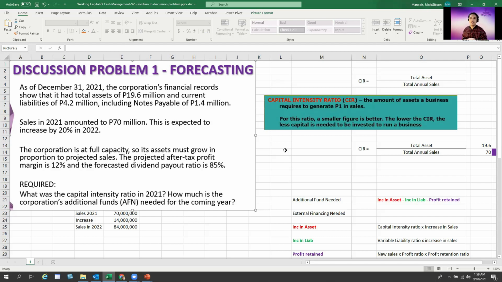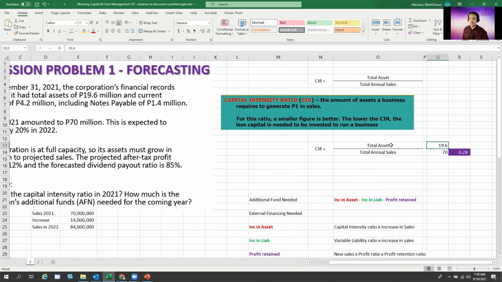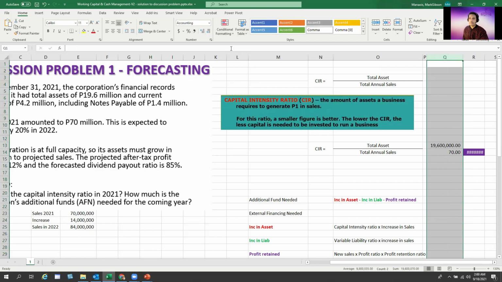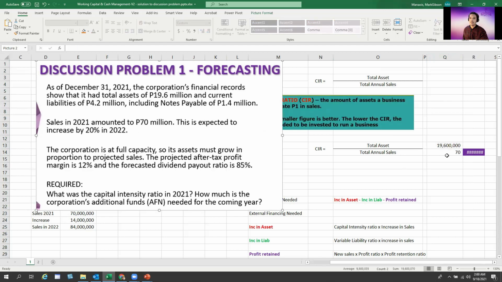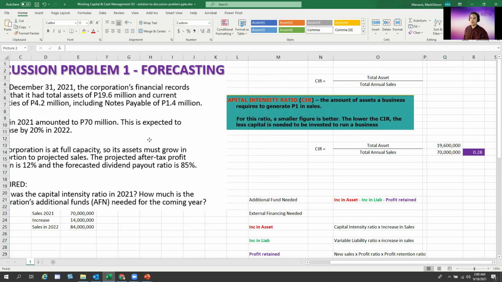In fact, the formula to get the capital intensity ratio is your total assets divided by total annual sales, no? So let's derive the formula. So how much is the total assets? So given class, no? Total assets is 19.6 million. So kunin ko lang dito, 19.6. So parang hindi ka siguro malito, buuin ko na siya. Divided by total annual sales, no? So sa annual sales given then, that's 70 million. Okay. So therefore, we have a capital intensity ratio of 0.28 or 28%.